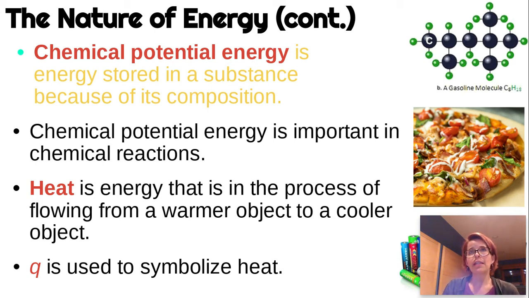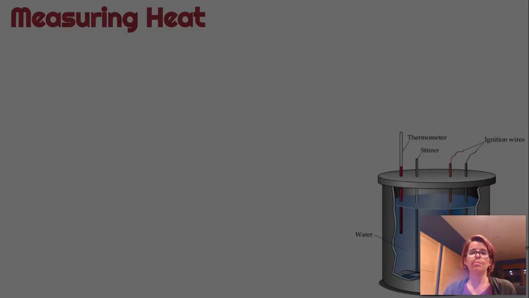Now I will mention that in the lab today, you will see the symbol delta H. I changed it to Q on your lab, but delta H we will bring up tomorrow. Delta H is referred to as enthalpy, and we'll talk about that a little more tomorrow. So Q today, Q is used to symbolize heat.